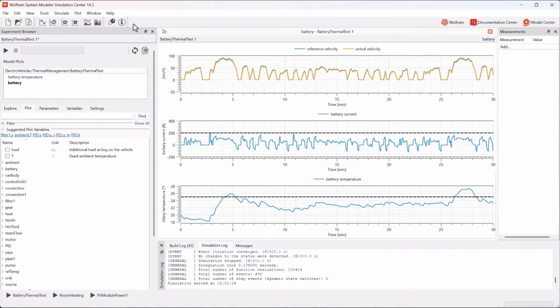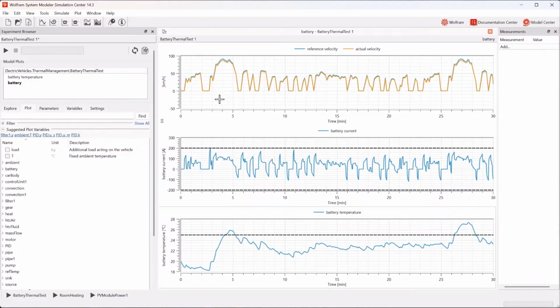The plots show three things: the velocity profile of the car, the battery current, and the battery temperature. Now there are clear requirements on the design: the battery current must stay below 200 amperes and the battery temperature must not remain above 25 degrees Celsius for more than 4 minutes. In this first simulation, the results look okay. Current is within limits, and although the temperature goes above 25 degrees Celsius, it doesn't stay there long enough to break the requirement.